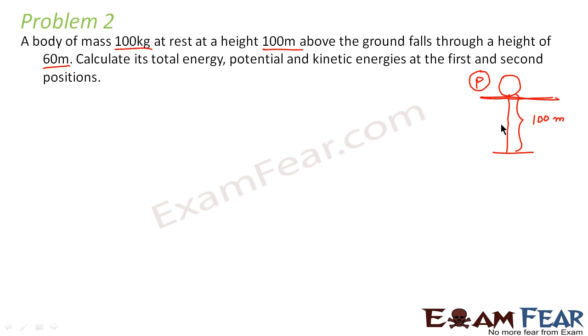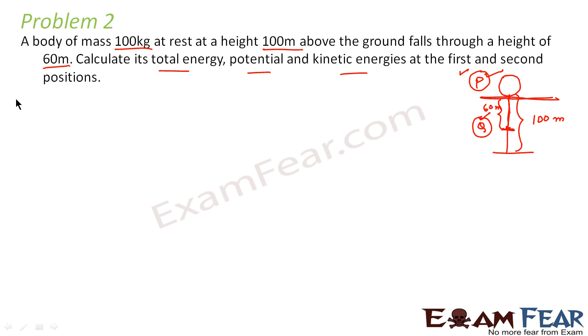What is the second position? Second position is when the body falls down through a height of 60 meters. That means it has covered 60 meters and it is at point Q. So this point Q is the second position, right? So point P is the first position and point Q is the second position, where this distance is equal to 60 meters. So we have to calculate the total energy, potential and kinetic energy at first and second position. That means we have to calculate the kinetic energy, potential energy and total energy at point P, and kinetic, potential and total energy at point Q.